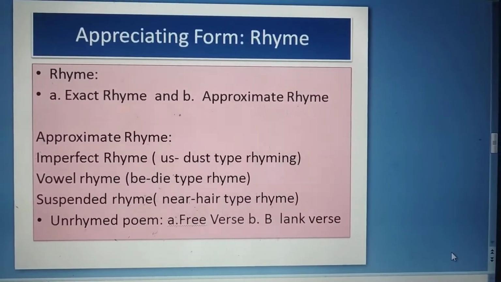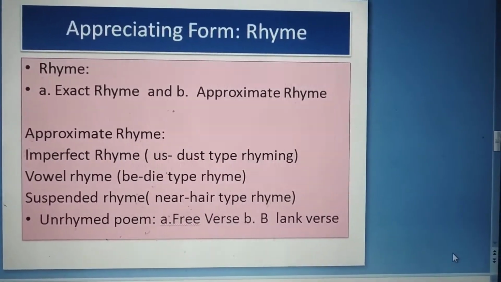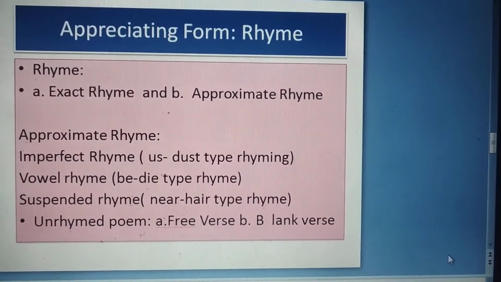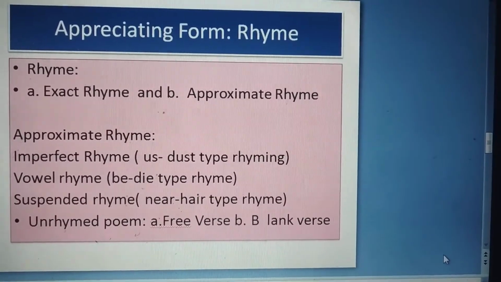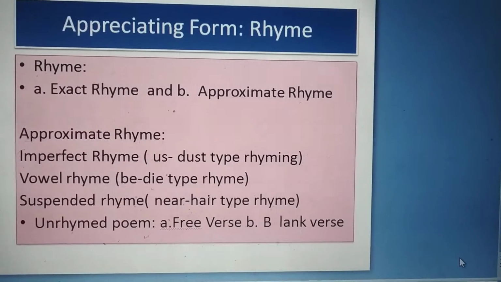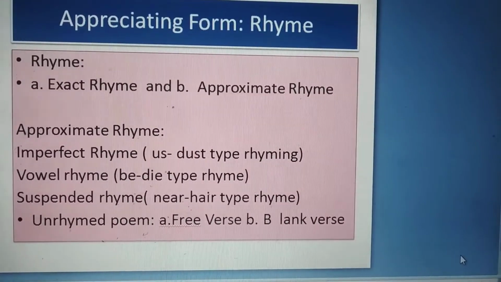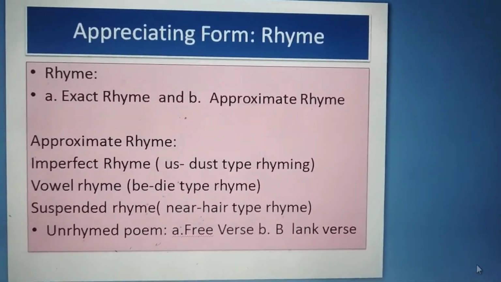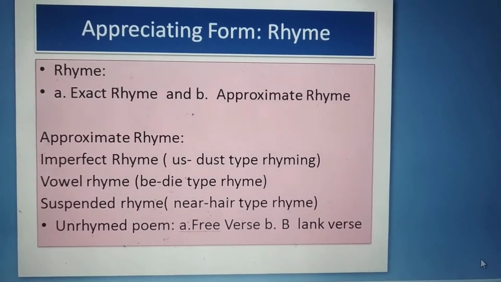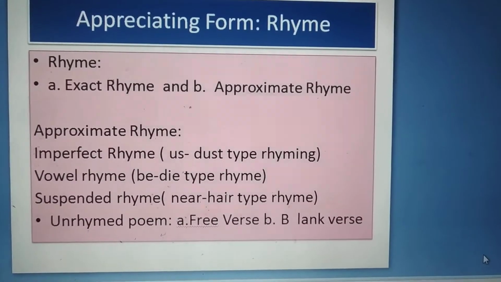In approximate rhyming we have three types of rhyming. One is imperfect rhyming, like the two words us rhyming with dust. Then vowel rhyme, like the word be rhyming with die. And then suspended rhyme, for example the word near rhyming with hair. Then we have also unrhymed poems, and in these unrhymed poems the two popular kinds of verse that are used are free verse or blank verse. So we'll have to find out whether the poem is a free verse or a blank verse. Actually, in these two types of verse we do not have any kind of rhyming, but in blank verse there is a kind of rhythm pattern. So that differentiates a free verse and a blank verse.